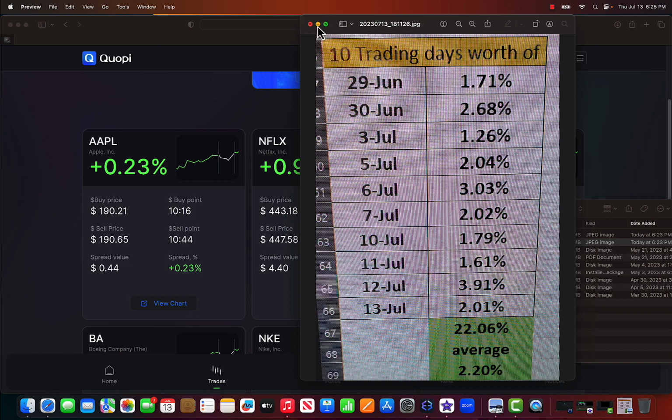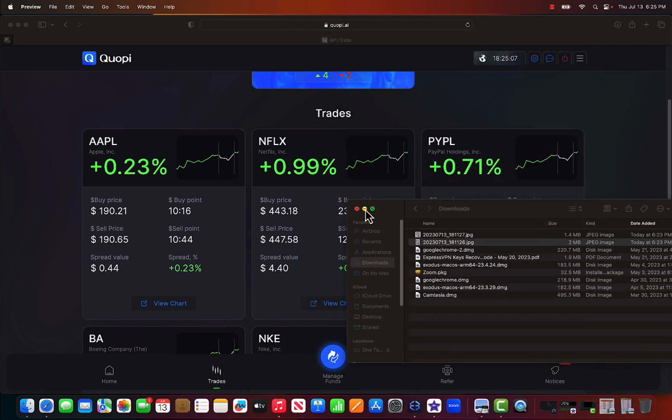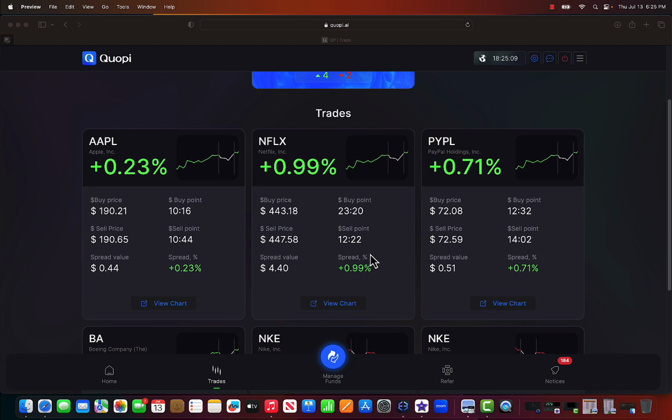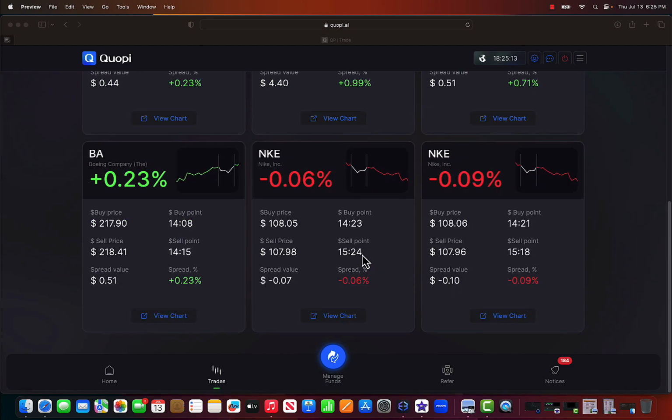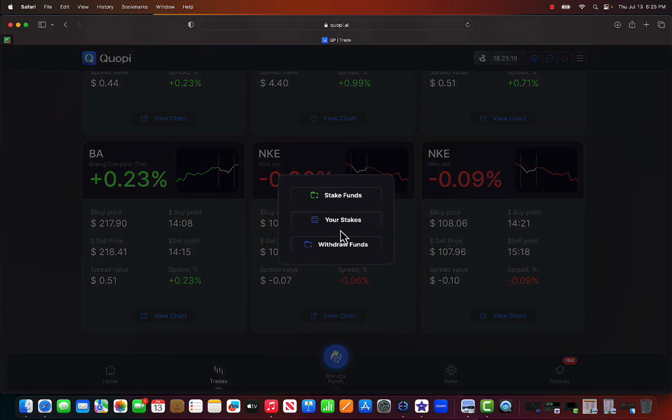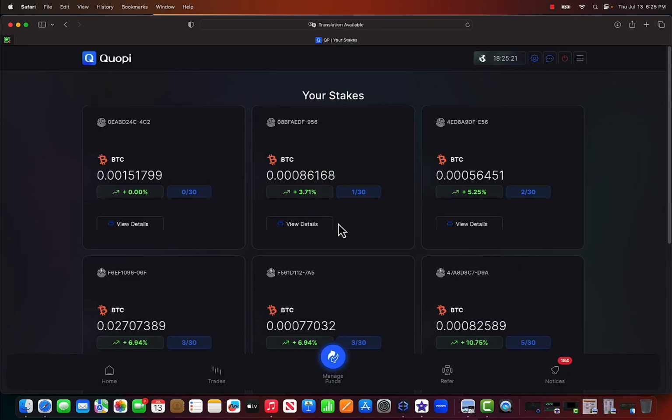Let's go ahead and minimize this and get back to our screen here. So there's the trades for today. Let's go over and double check our stakes. All right, we're going to click on our stakes.